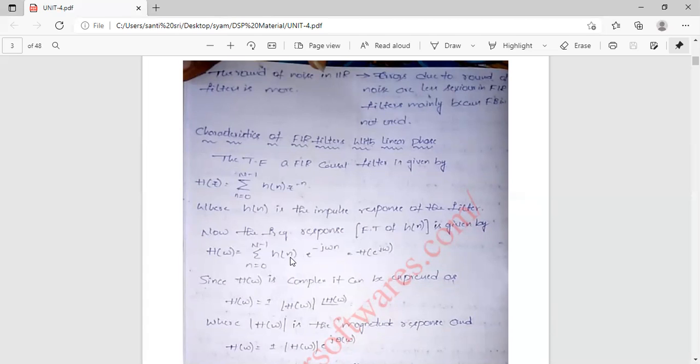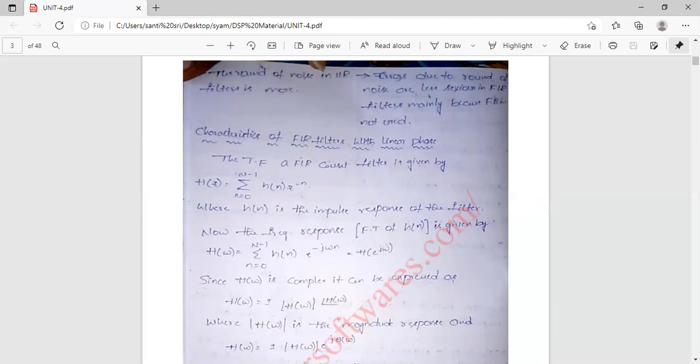Frequency response is nothing but the Fourier transform of h of n. This is for a discrete time signal, that is H of omega equals sigma n equal to 0 to N minus 1, h of n into e power minus j omega n. It can be represented as H of e power j omega. Since H of omega is complex in nature, it can be expressed as mod H of omega into angle of H of omega.